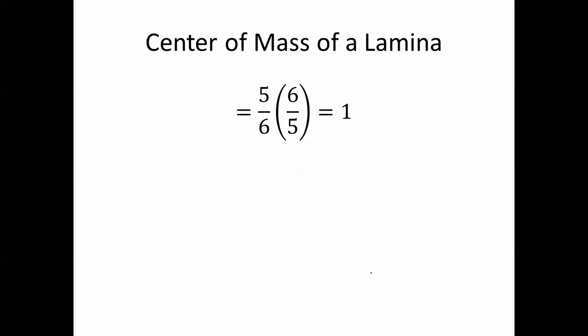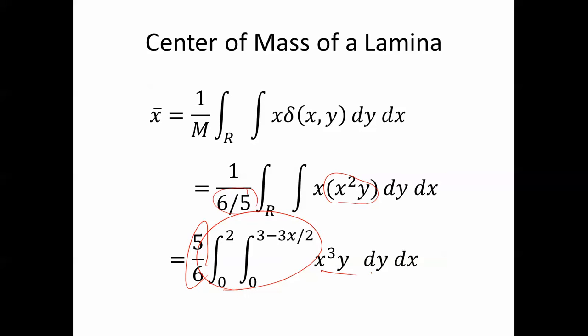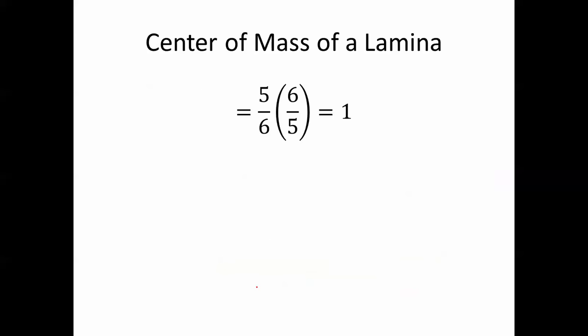Okay, so it turns out that if you evaluate this entire integral, it coincidentally also equals 6/5, just like the mass did. So 5/6 times 6/5, that's 1. So that's x bar. That is our x-coordinate of the center of mass.